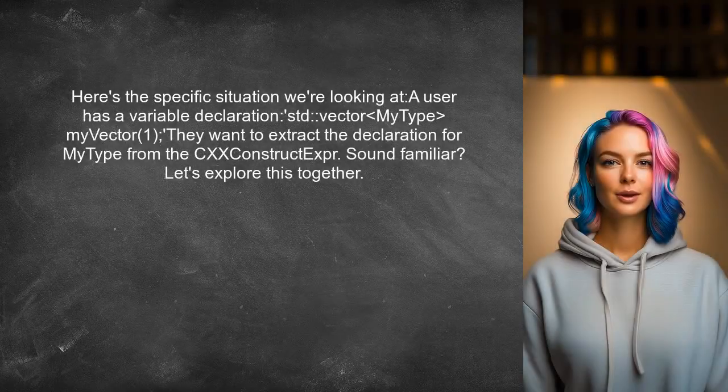Let's set the stage with a specific question from a user. They have a variable declaration like std::vector<myType> myVector1, and they want to extract the declaration for myType from the CXXConstructExpr. Sound familiar? If so, let's explore this together.